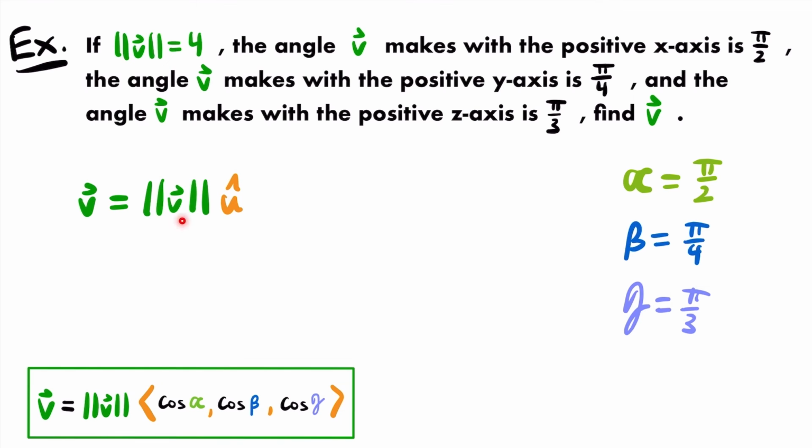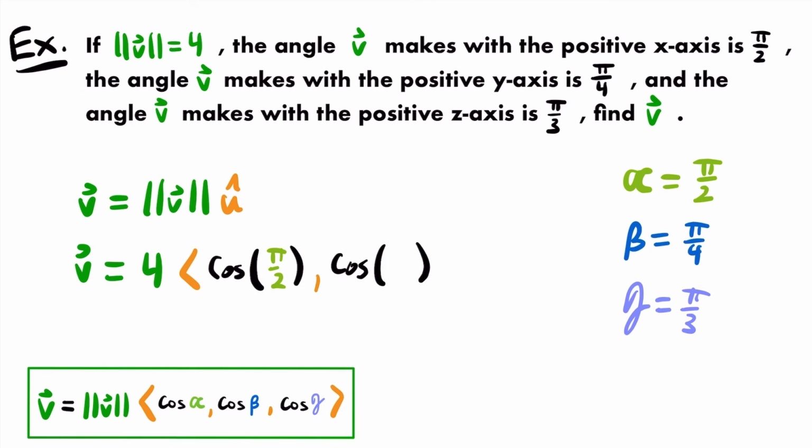We know what the magnitude is, it's given to us, it's 4, so we will have that vector v is equal to 4 times this unit vector, where we will have cosine of each of those direction angles. So we'll have cosine of alpha, which is pi divided by 2, then cosine of beta, which is pi divided by 4, and then cosine of gamma, which is pi divided by 3. So we just used these 3 angles that we were given in this example to set up this unit vector using direction cosines.